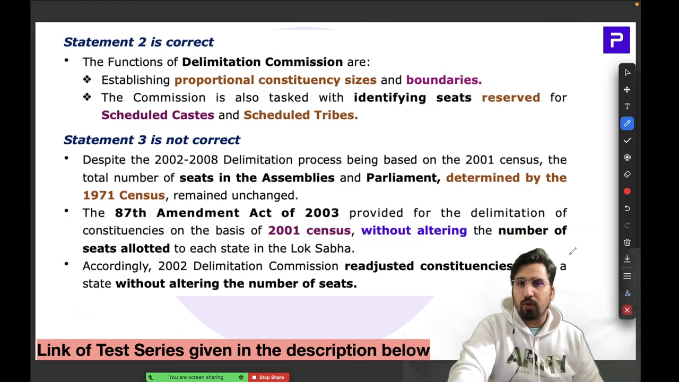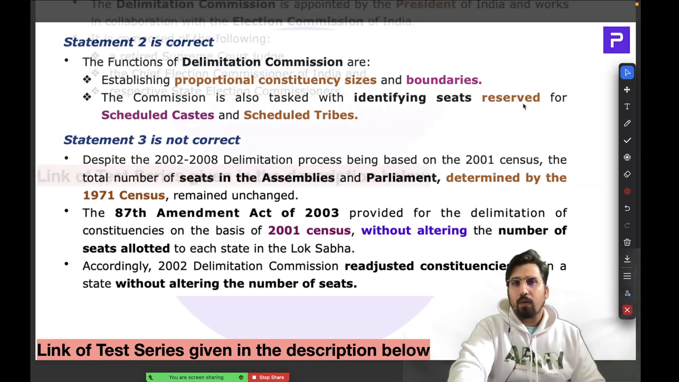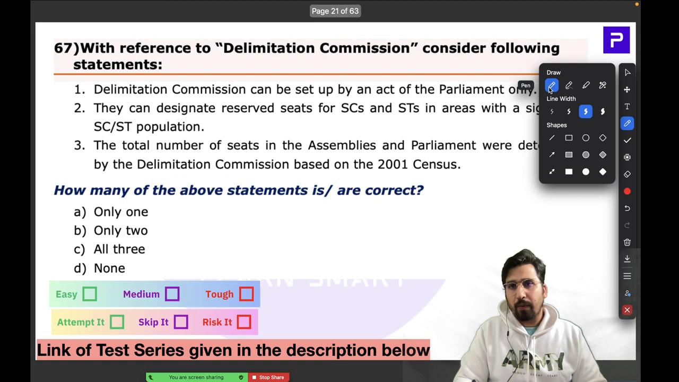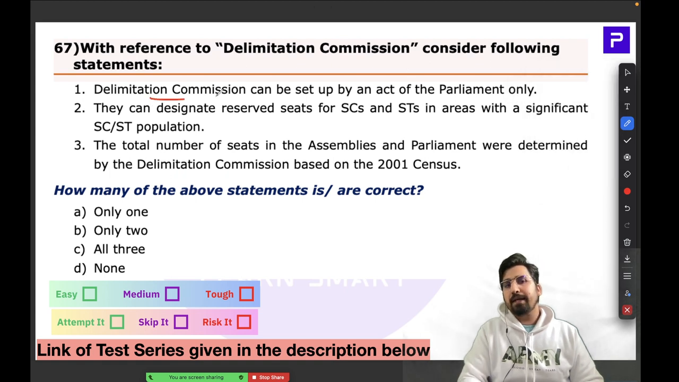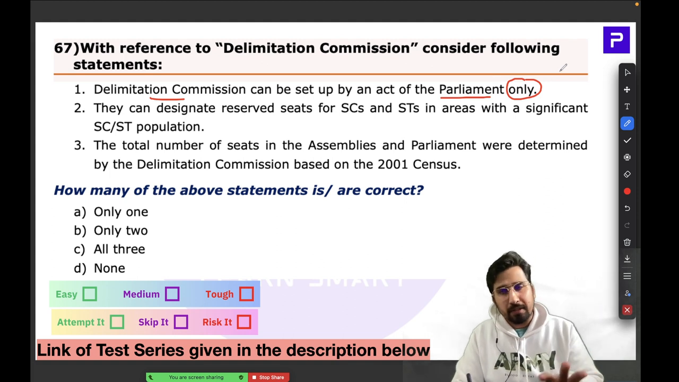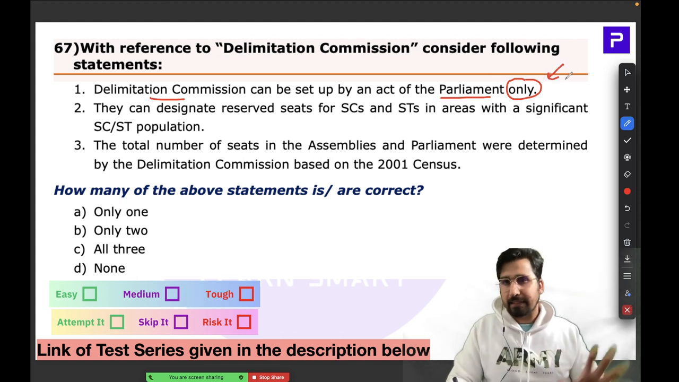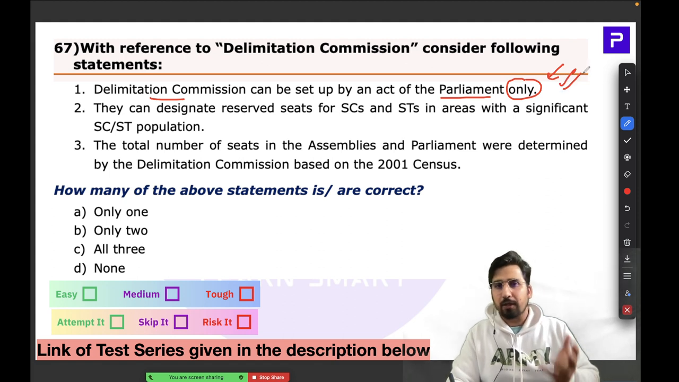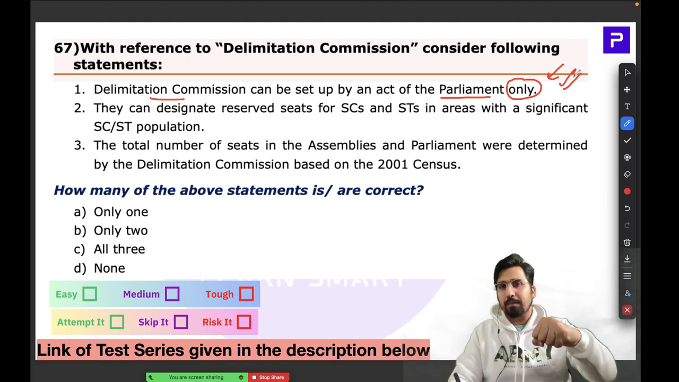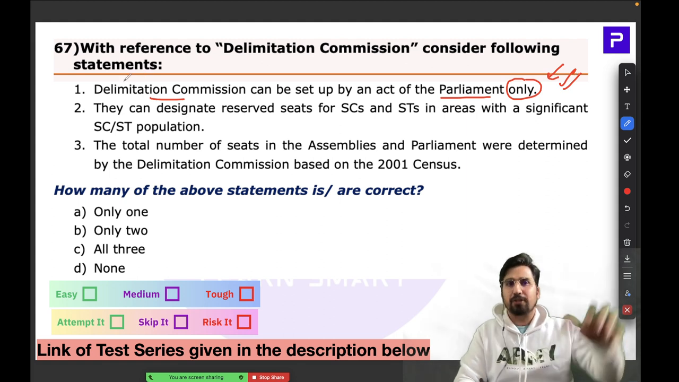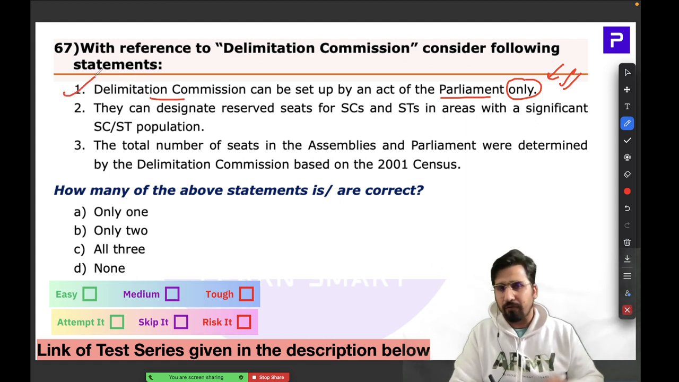Now, if you look at the question once again. What was the question about delimitation? The question said, the Delimitation Commission is set up by an Act of Parliament only. Though in 95% of cases the word 'only' makes a statement wrong, here I would say this is an exception and this is actually correct, because Parliament only has the power over the Delimitation Commission, because it's a matter of national importance. That is why it is obvious.